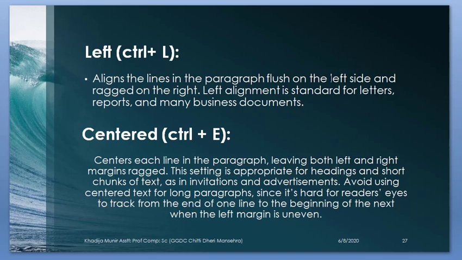Center alignment. The shortcut key for that is Ctrl+E. It centers each line in the paragraph, leaving both left and right margins ragged. You see over here all the lines have empty spaces, and here also, because it is a centered paragraph. This setting is appropriate for headings and short chunks of text as in invitations and advertisements. Avoid using center text for long paragraphs since it's hard for readers' eyes to track from the end of one line to the beginning of the next when the left margin is uneven.